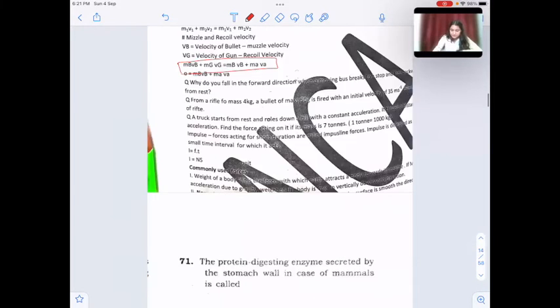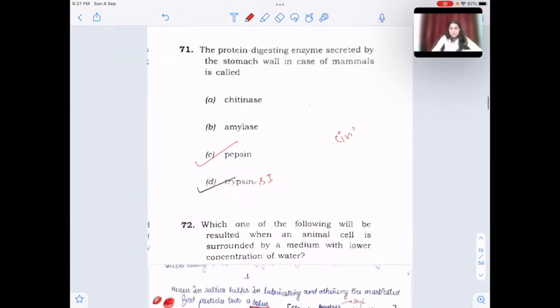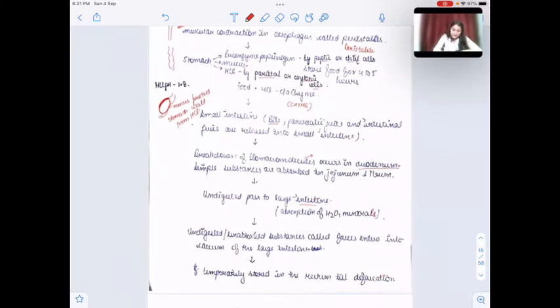Next, protein digesting enzymes. So I told you the enzymes which have the suffix in, they are protein degrading enzymes. So trypsin. But it said that it is secreted by the stomach wall. Okay, secreted by stomach wall. So pepsin, the answer is pepsin. Okay, this trypsin is secreted by the small intestine, pepsin by the stomach. So here it is given.